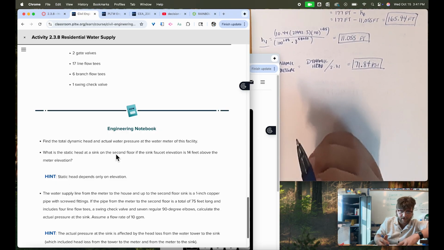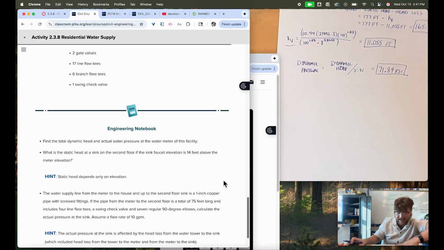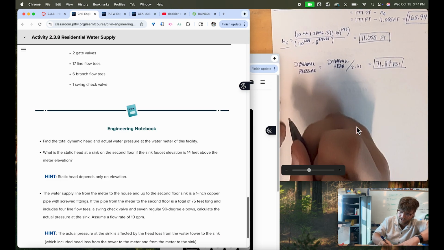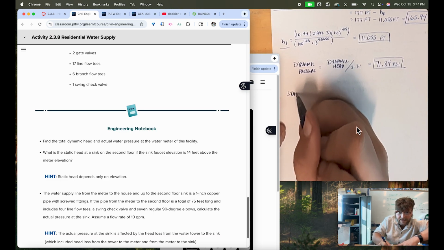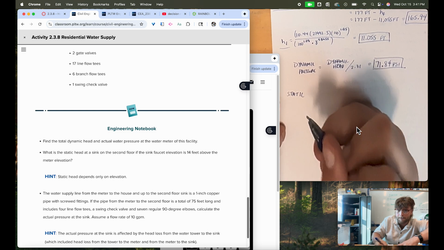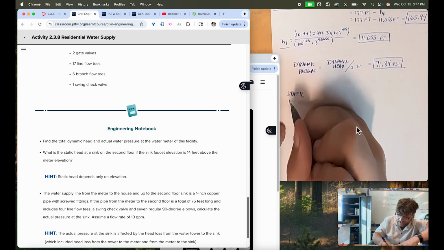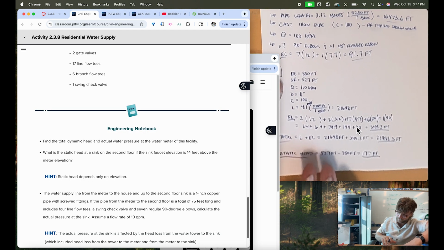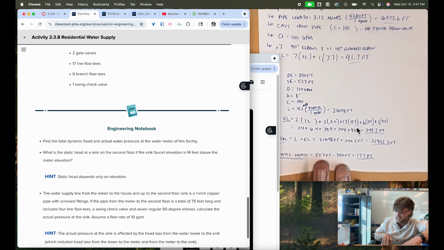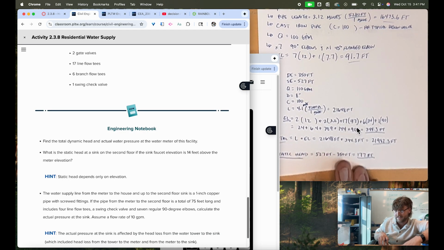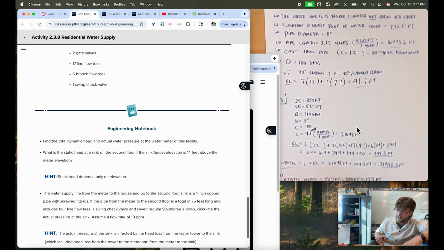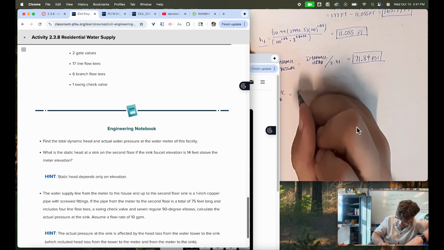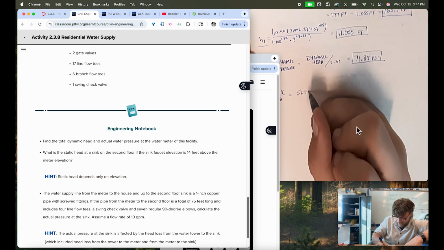So the next part, what they're asking us is what is the static head at a sink on the second floor if the sink's faucet's elevation is 14 feet above the meter elevation. So static head, remember, that is equal to the source elevation minus the discharge elevation. We'll remember that we had 350 there for that. So 527, that was that water tower.